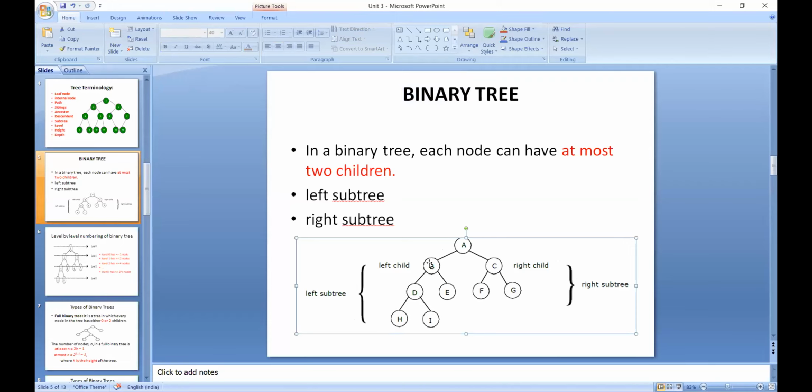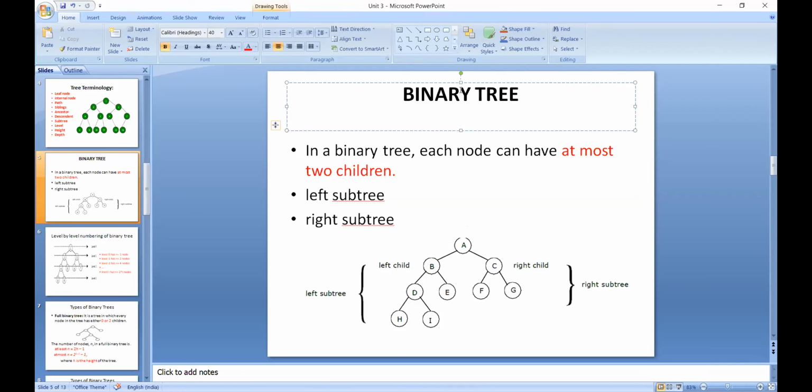Who is the right subtree of B? This only E. We are talking about a binary tree. Keep it in mind. Binary tree, from the name itself, we can tell that it can have at most 2 children. That's all. Simple. When you take A, who is the right subtree of A? This whole thing. CFG is called the right subtree.